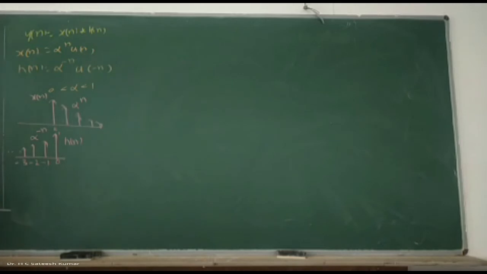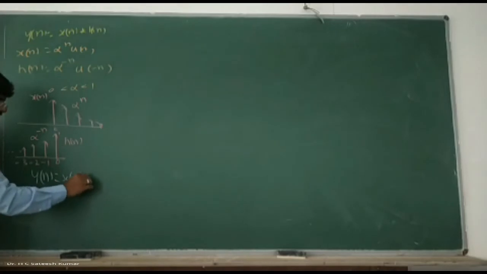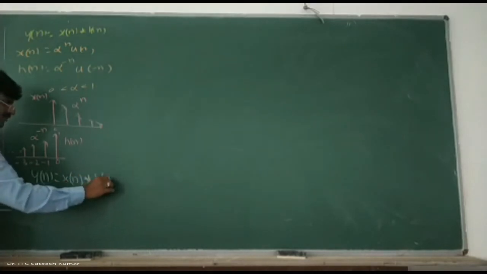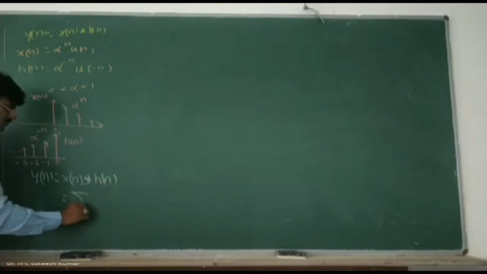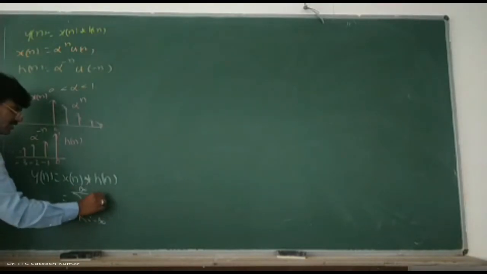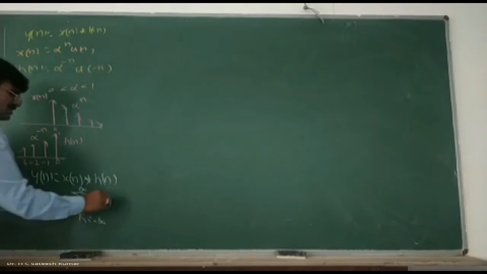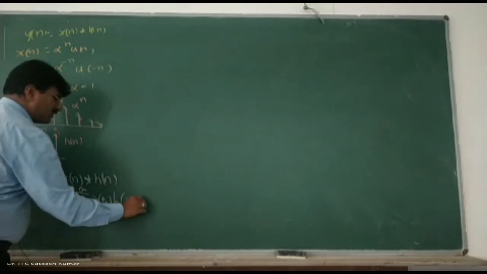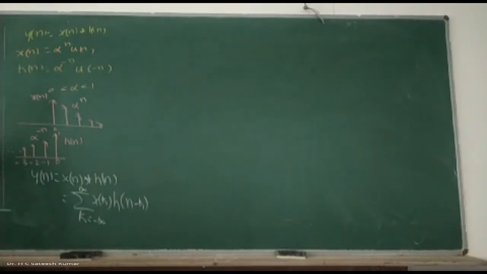Now, what is being asked? Compute the convolution of it. So y of n is equal to x of n convolved with h of n. Anything you shift doesn't matter now, because both of them are time dependent. This is nothing but the summation k varies from minus infinity to plus infinity of x of k into h of n minus k.